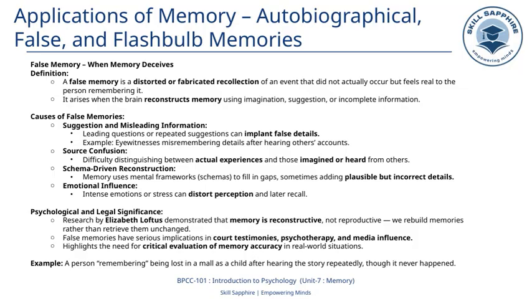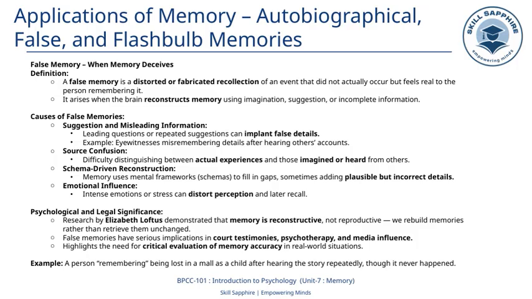Now, let's talk about false memories, which are a fascinating aspect of how our memory works. A false memory is essentially a distorted or even completely fabricated recollection of an event that never actually happened, yet it feels very real to the person remembering it. This can happen when our brains reconstruct memories using imagination, suggestions from others, or incomplete information. So, what causes these false memories?